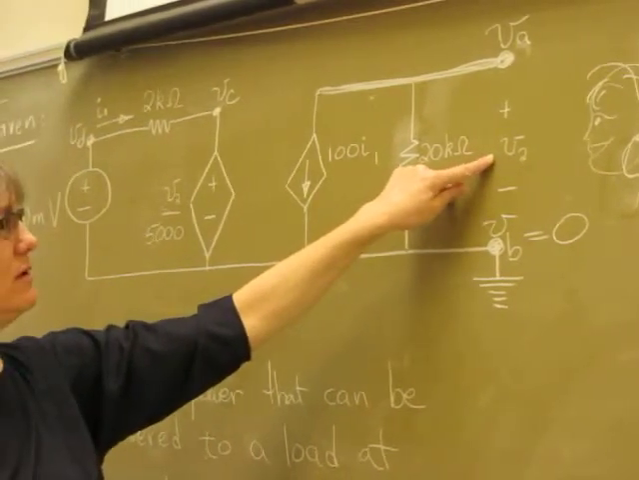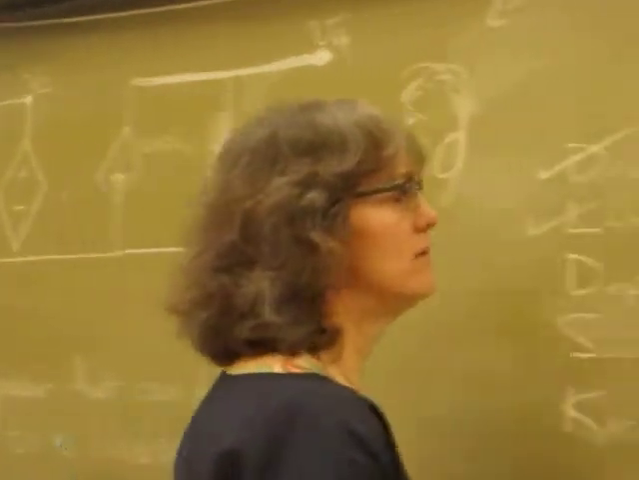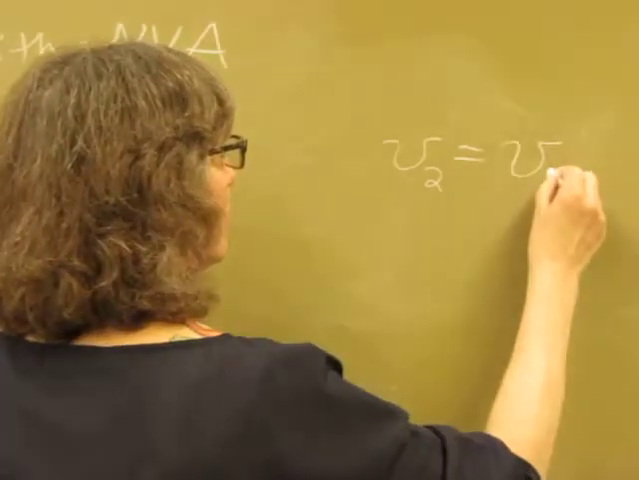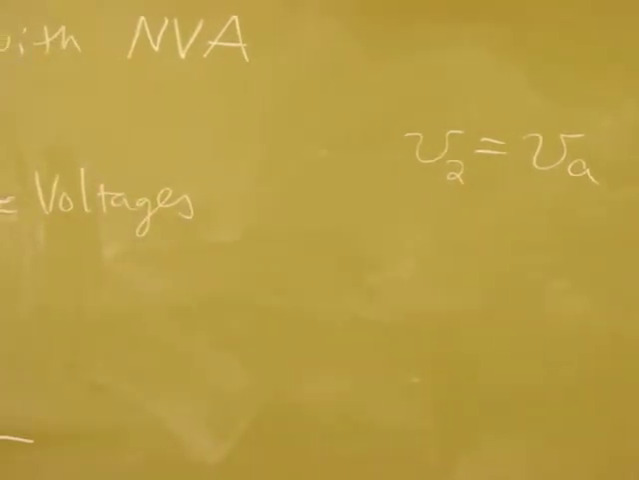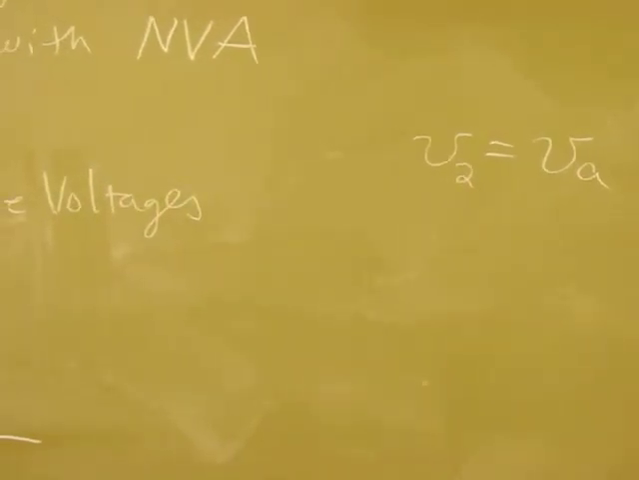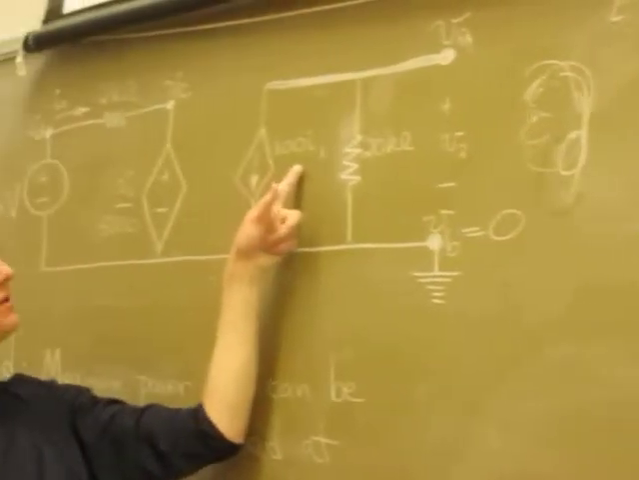Can I write V2 in terms of one of those? Yeah, easy peasy, right? V2 is just equal to VA. In fact, I said it earlier. Or no, I didn't. I said V2 is equal to VOC. So V2 is equal to VA. So we've done that step for this dependent source. Now we have to do it for this dependent source.